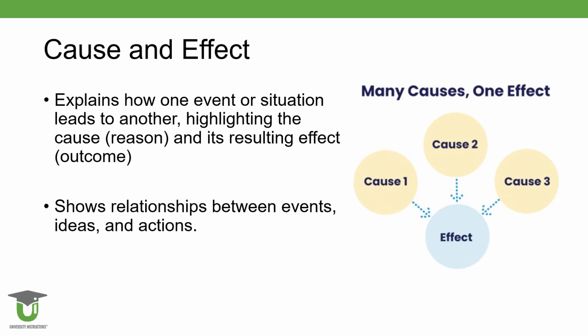Sometimes readers are asked to consider multiple causes or multiple effects. This text structure is similar to basic cause and effect, but explores multiple causes for a single effect, or multiple effects resulting from a single cause. Authors use this structure when the topic involves complex relationships, such as in social science.